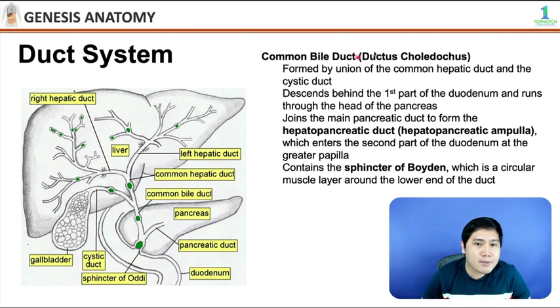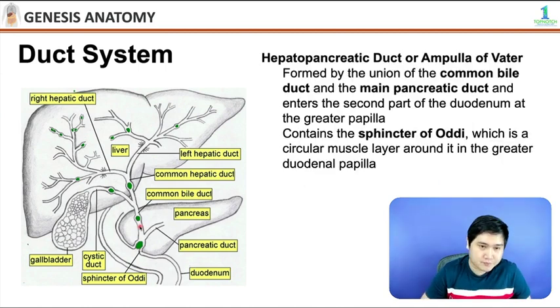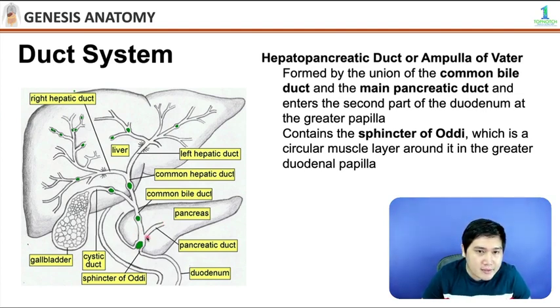Your common bile duct has a sphincter here. It is the sphincter of Boyden. It is different from the sphincter of Oddi. Your common bile duct has its own sphincter, the sphincter of Boyden. So your CBD, after it was joined by your main pancreatic duct, will form the hepatopancreatic duct.